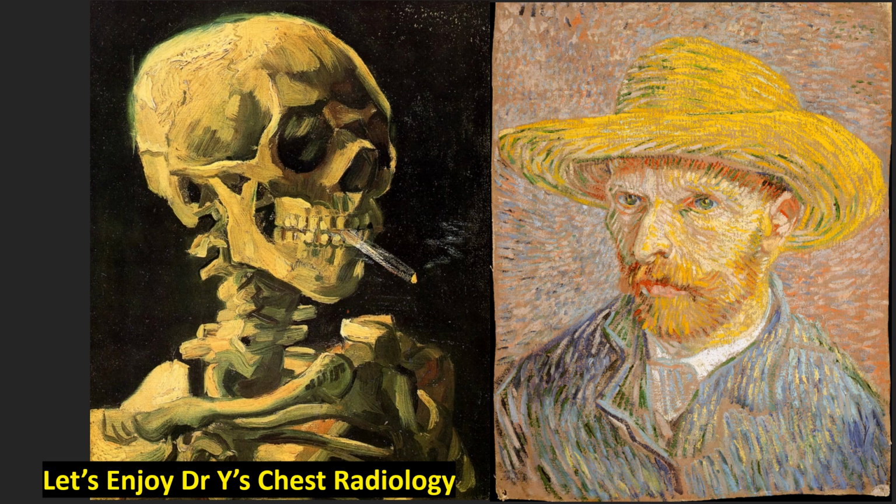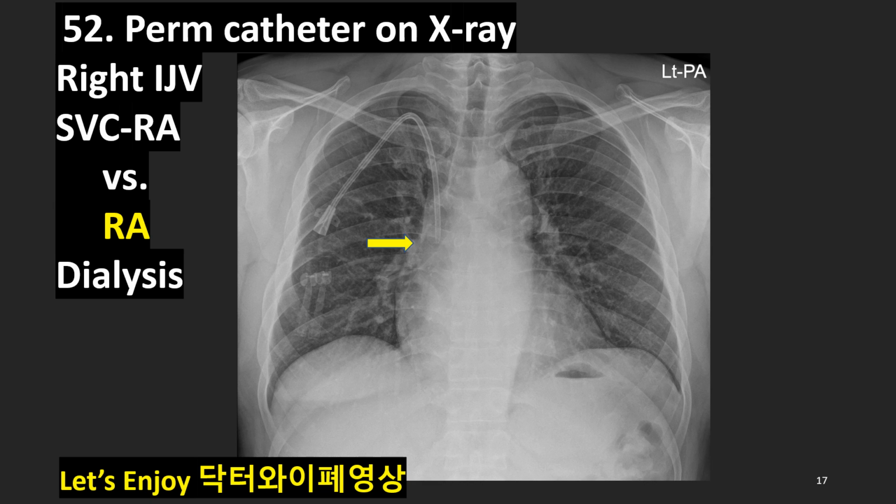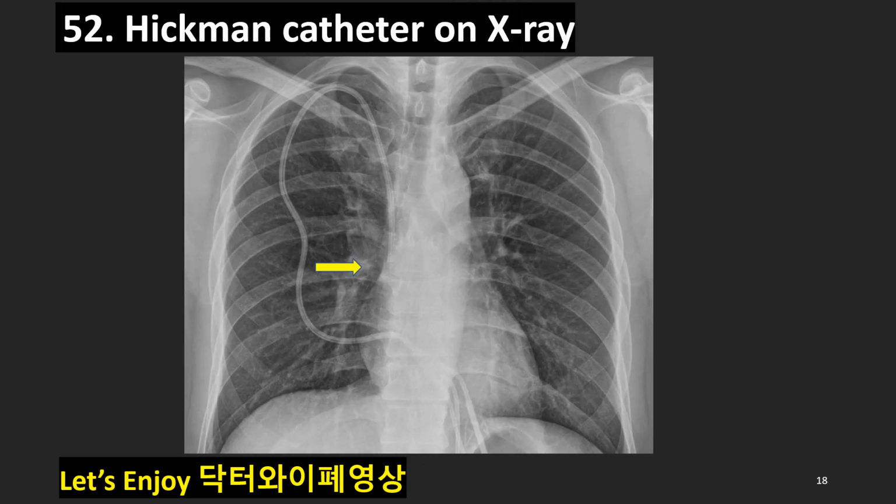Interesting. Perm catheter on chest X-ray through the internal jugular vein of the right side for dialysis. For dialysis patients, the interventionist usually puts it a little deeper than the junction position, a little deeper into the right atrium for stability. Also, the normal Hickman catheter tip position is like this.